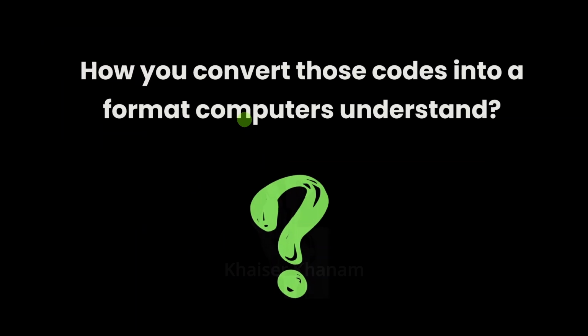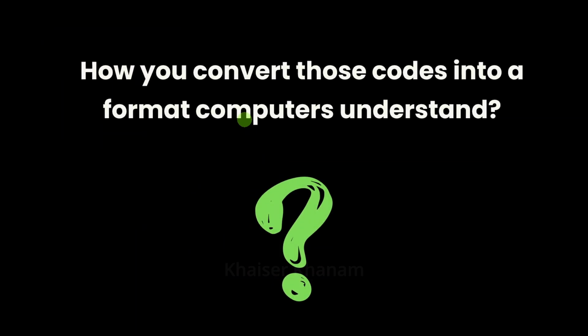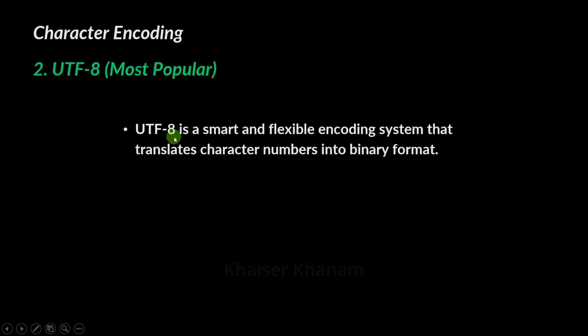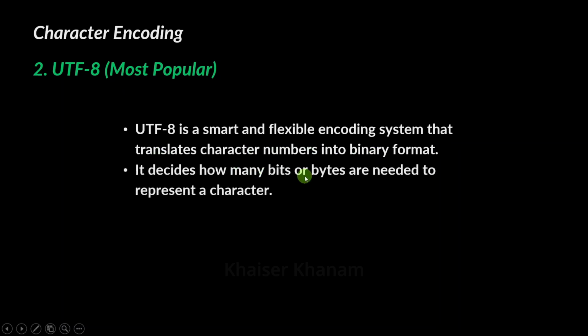So now the question is, whatever numbers are mapped to the characters, how are we going to convert those codes into a format that our computers understand? And this UTF-8 is a smart and flexible encoding system that is going to translate character numbers into binary format. By itself, it is going to decide how many bits or bytes are needed for each and every character. Now let us see some of the key points of UTF-8.